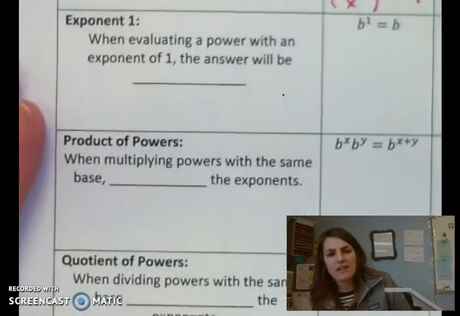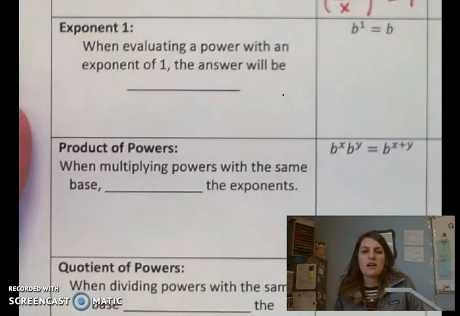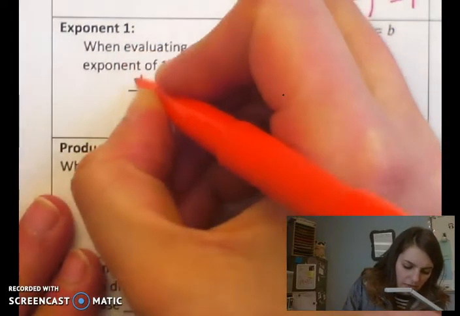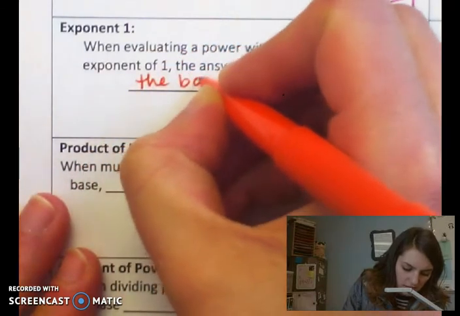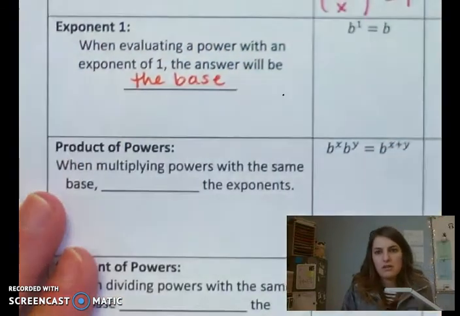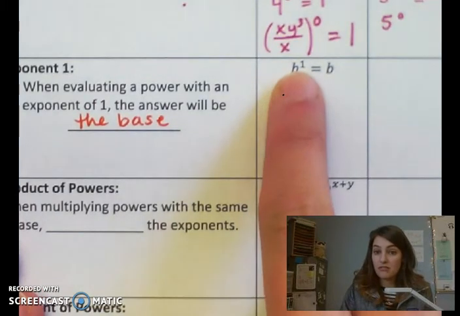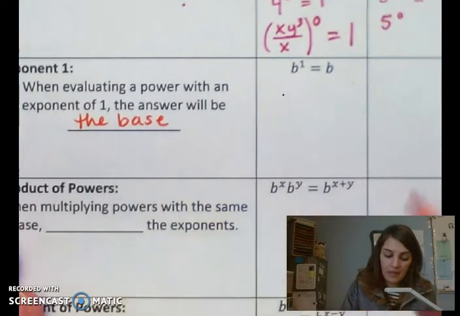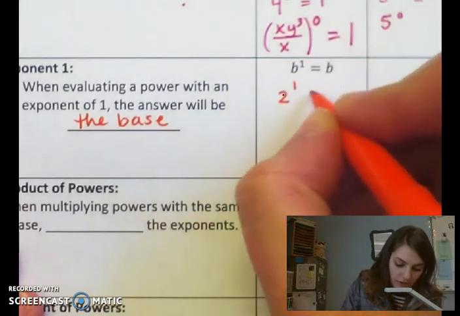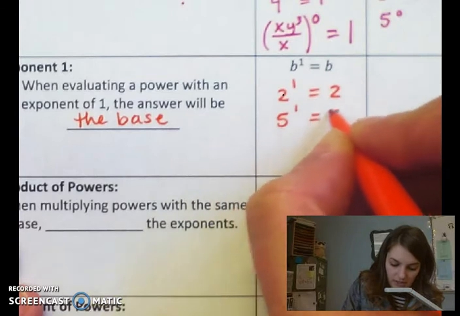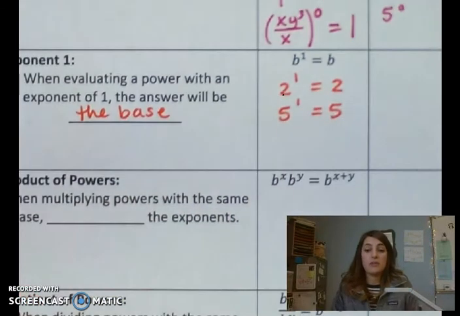So if you have an exponent of 1, you just have anything to the first power, it's just going to equal the base. So our generalization of any base b to the first is b. 2 to the first is 2. 5 to the first is 5. So having an exponent of 1 just means we're going to have the same number.